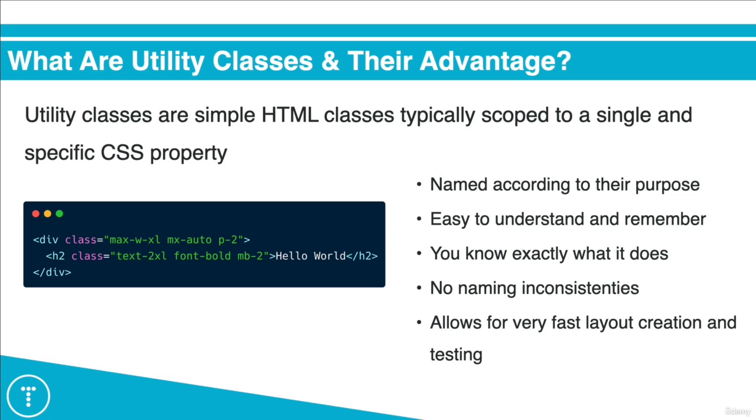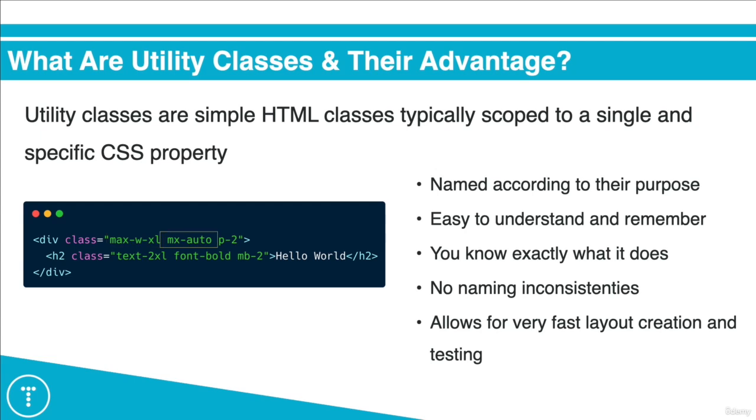So let's just take a look at this example here. We have a div that has a class of max-w-xl. So this is a class that handles the max width. It doesn't handle anything else, just that. And the xl is the size, which references a certain number of rems or pixels. And you can actually customize what that size is from the configuration.